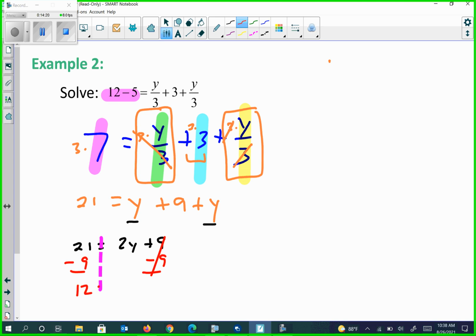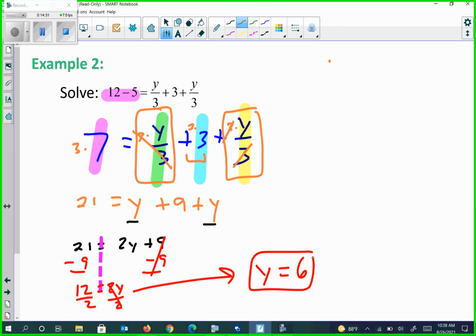12. Divide by 2, divide by 2. Those cancel. My answer is y equals 12 over 2, which is 6. Friends, I just showed you a way to get rid of fractions. I hope you're like, okay, I kind of like what you just did. I'm not sure about it yet, but I think I want to learn this because this is a good thing.